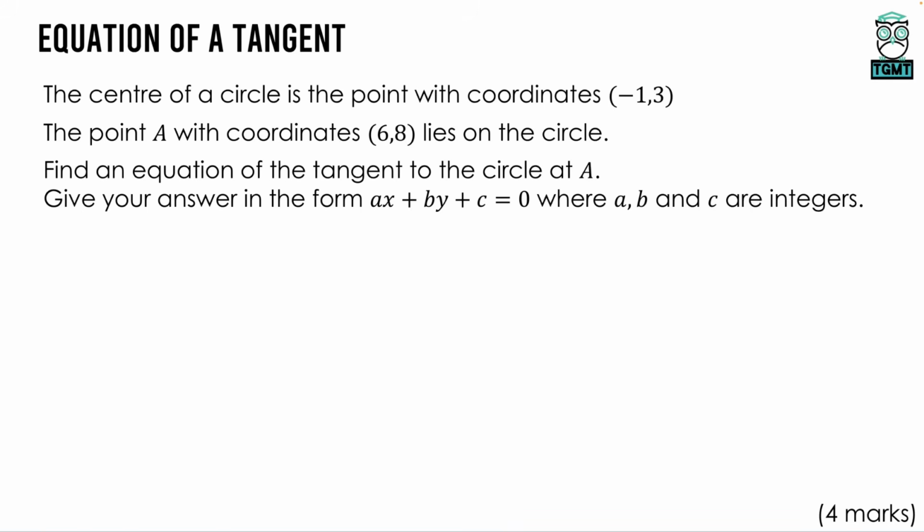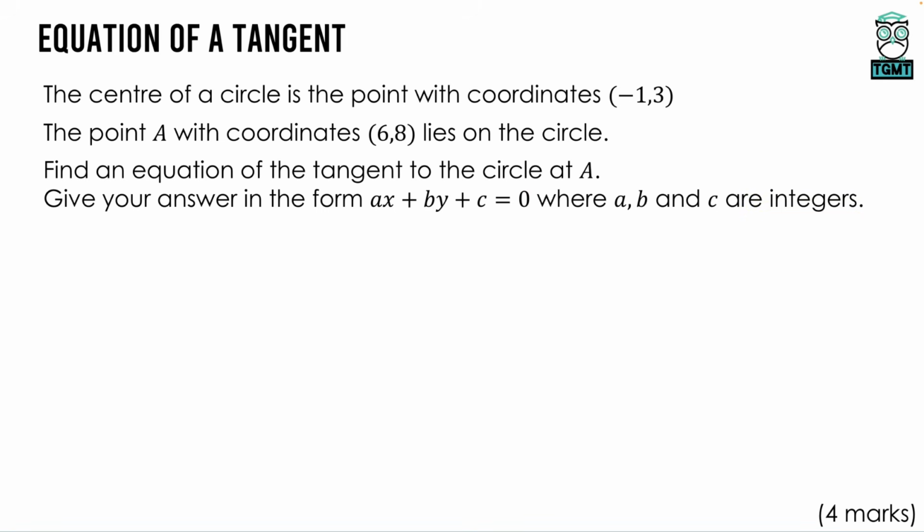Okay, so looking at the equation of a tangent, which is always a difficult question no matter which paper it appears on. But it says here the centre of a circle is the point with coordinates -1, 3. So not 0, 0. The point A has coordinates 6, 8 and it lies on the circle. Find an equation of the tangent to the circle at A and give your answer in this form: ax plus by plus c equals 0, where a, b and c are integers, whole numbers.